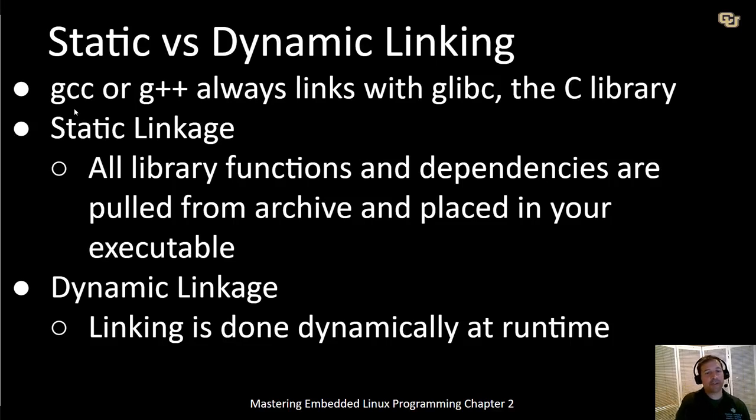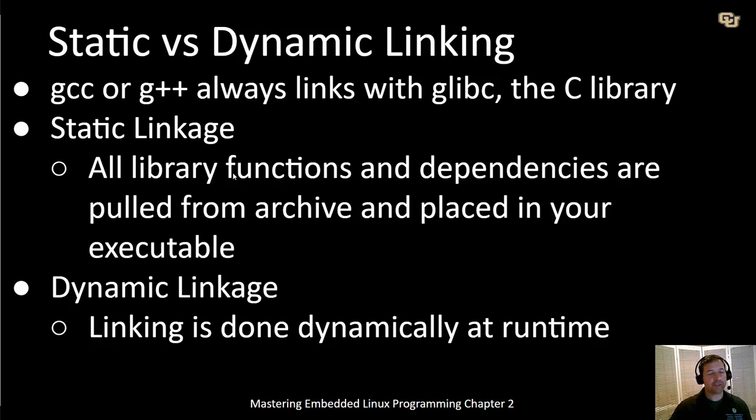So one other concept to understand when we're talking about cross-compiling and tool chains is static versus dynamic linking. So GCC or G++, as I mentioned before, we're going to be invoking POSIX APIs, and the way we'll do that with GCC or G++ is using glibc, which is the GNU version of the C library. There's two different options about how you would link with GCC. One is using static linkage, and in static linkage, all of the dependencies, so everything that you need from glibc, would be pulled out of that archive and placed directly in your executable.